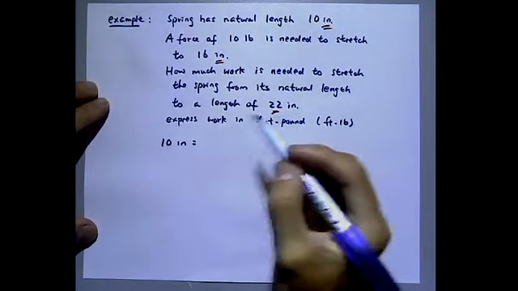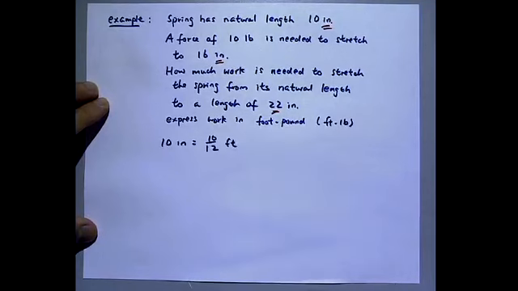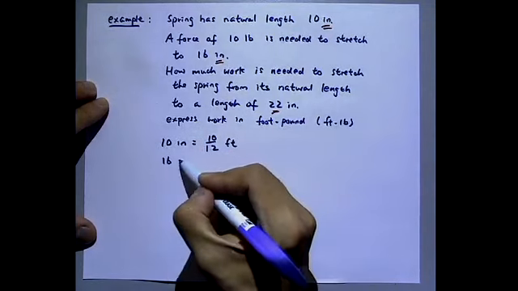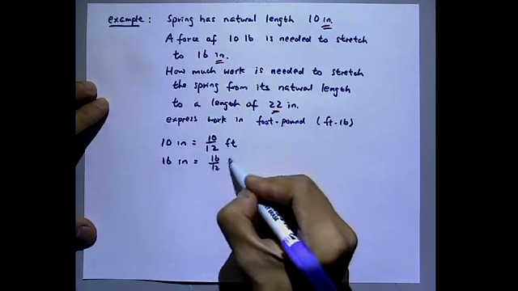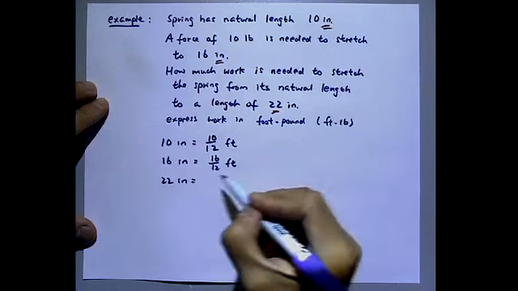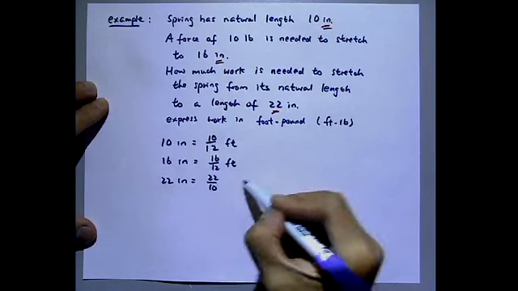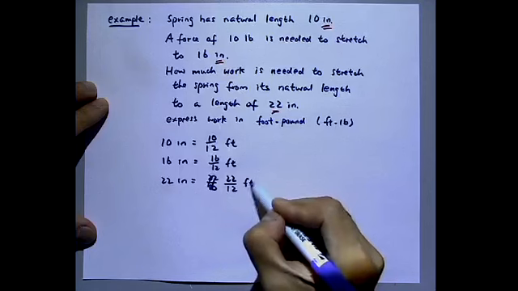So 10 inches is equal to 10 over 12 foot. We can reduce the fraction, but it really doesn't matter that much. 16 inches is equal to 16 over 12 foot. And 22 is 22 over 12 feet, yep.